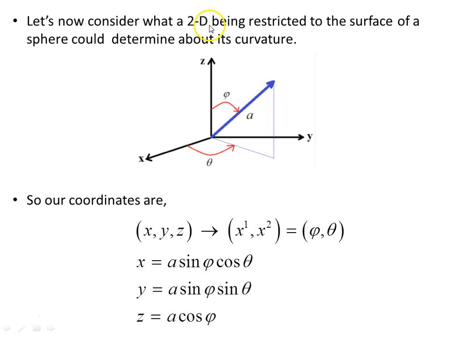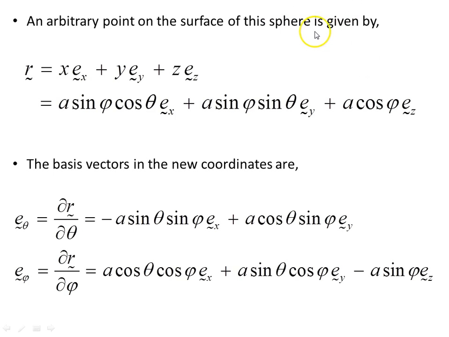All right, now let's consider what a 2D being restricted to the surface of a sphere could determine about its curvature. So here we are, spherical polar coordinates, but now the size of the radius of the sphere is going to be fixed, so it'll be a constant. So our coordinates x, y, z become x1, x2 is phi, theta. They're the only two variables. The radius is now fixed. It's now a constant. Spherical polar coordinates gives us this object here where the radius is fixed at a, the value of a. So the only two variables we have are phi and theta. And an arbitrary point on the surface of this sphere is given by this object. Here's a position vector.